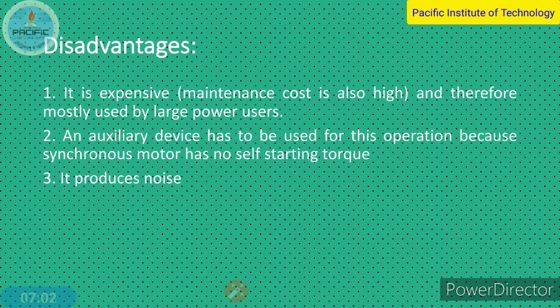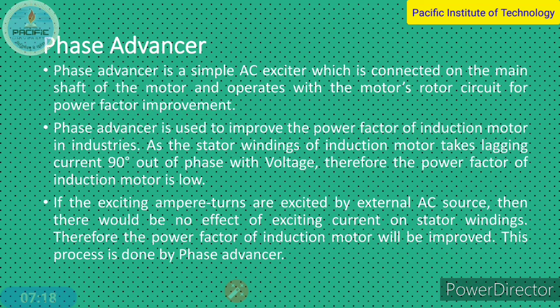But there are certain disadvantages also. It is expensive. The maintenance cost is also high, and therefore it is mostly used by large power users. An auxiliary device has to be used for its operation because a synchronous motor has no self-starting torque, and it produces noise. So the third method for improving the power factor is the phase advancer.